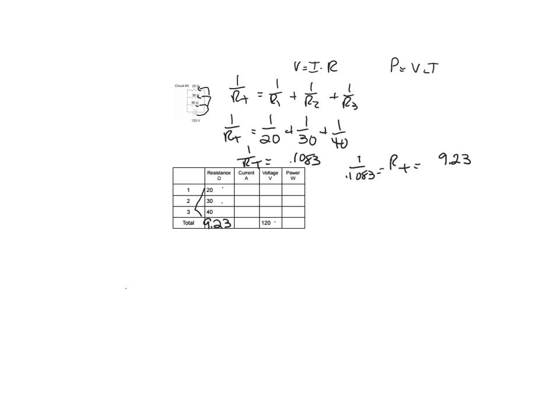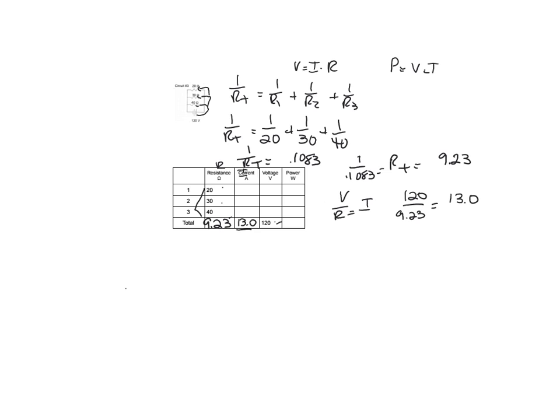So anytime I have 2 of the variables, I can solve for the third one. So I have voltage, I have resistance in this row. So I'm going to do V divided by R equals I. And that's going to leave me with 120 divided by 9.23, giving me a current of 13.0. So that's going to go into my table.